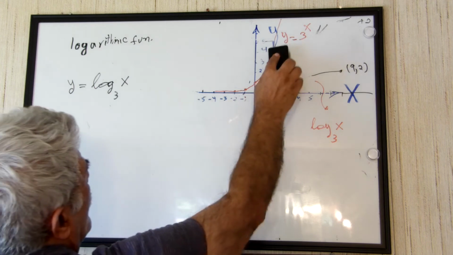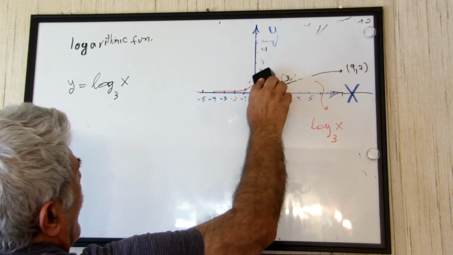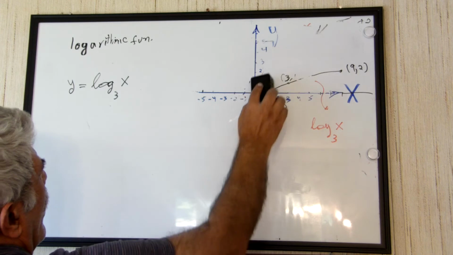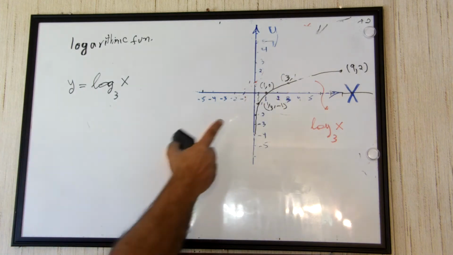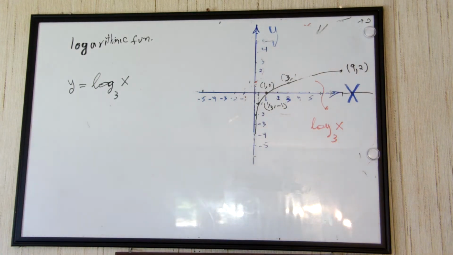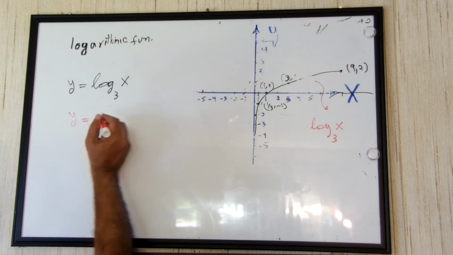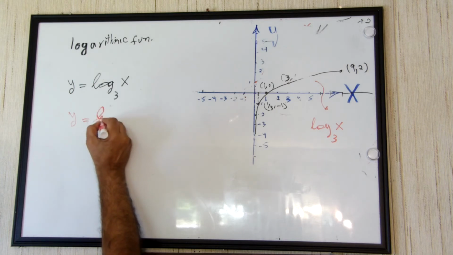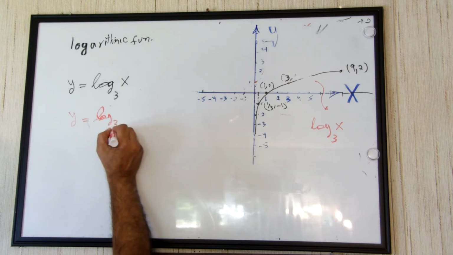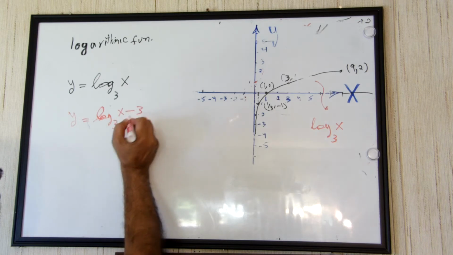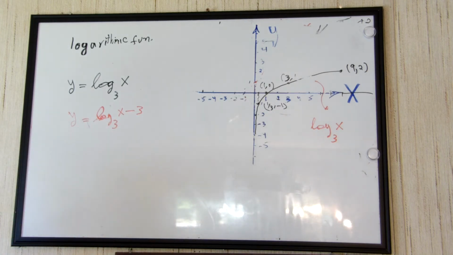Let me clear this one, and we leave this one. And we are going to say that if we have something like y equal log of x minus 3, for example, what is this one going to look like?